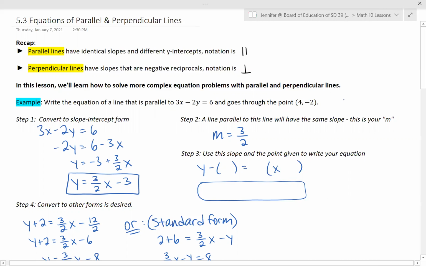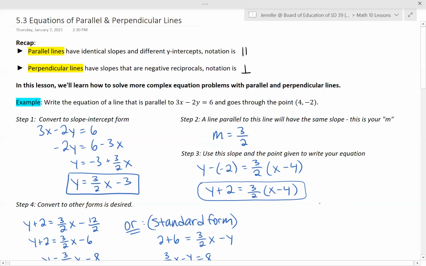So we can just write our equation in point-slope form using this point and using this slope. So it would be y minus 2 equals 3 over 2 times x minus 4. So then for our final equation, we'll just get rid of that double negative. And here we go. So this right here is an equation of a line that's parallel to this line and goes through this point.